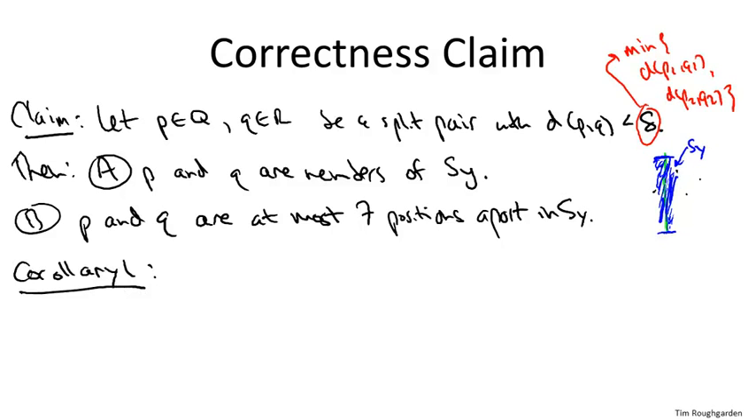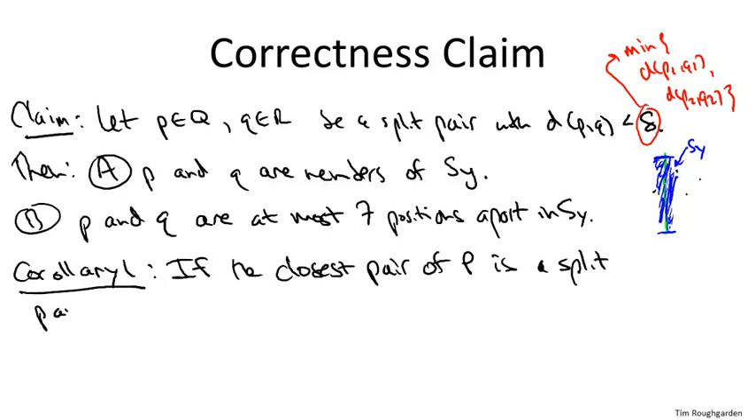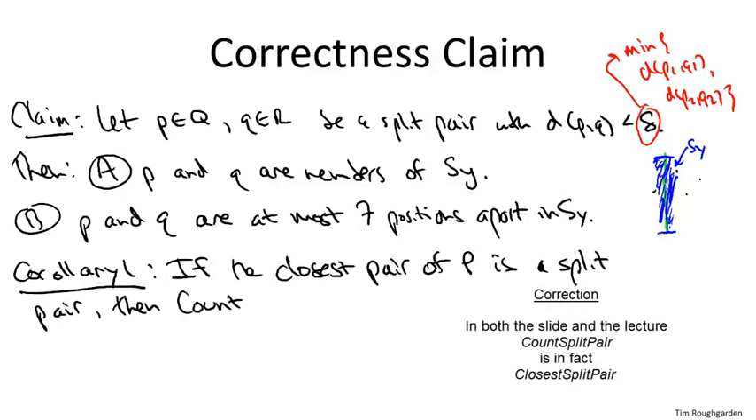So if this claim is true, then so is the following corollary, which I'll call corollary 1. Corollary 1 says, if we're in the unlucky case that we discussed earlier, where the closest pair of points in the whole point set P does not lie both on the left, does not lie both on the right, but rather has one point on the left and one on the right, that is, it's a split pair, then in fact the count split pair subroutine will correctly identify the closest split pair, and therefore the closest pair overall. Why is this true?